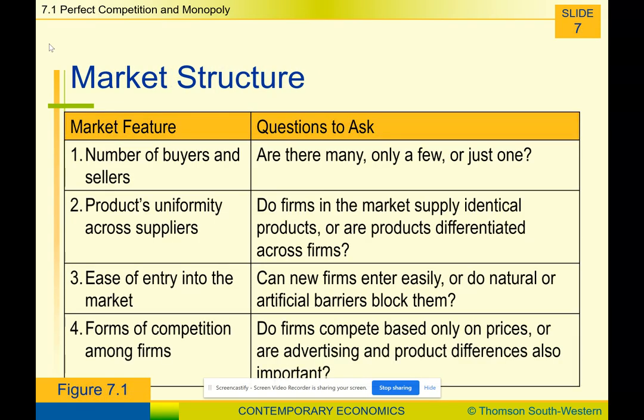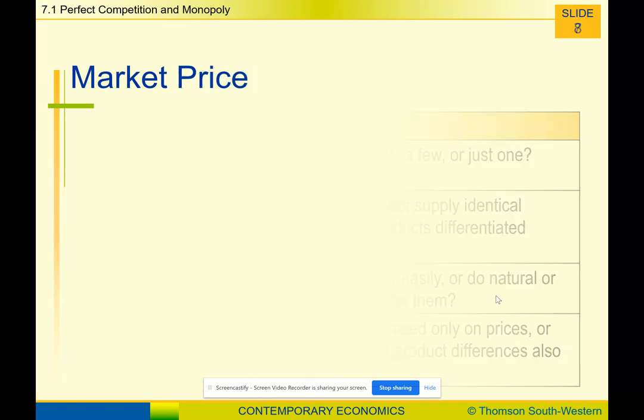With market structure, we're going to be looking at features and questions to ask. First, the number of buyers and sellers. Are there many buyers and sellers? Only one? Just a few? Next, the product's uniformity across suppliers. Do firms in the market supply identical products, or are products differentiated across firms? Then ease of entry into the market. Can new firms enter easily, or do natural or artificial barriers block them? And forms of competition among firms. Do firms compete based on prices, or are advertising and product differences also important?